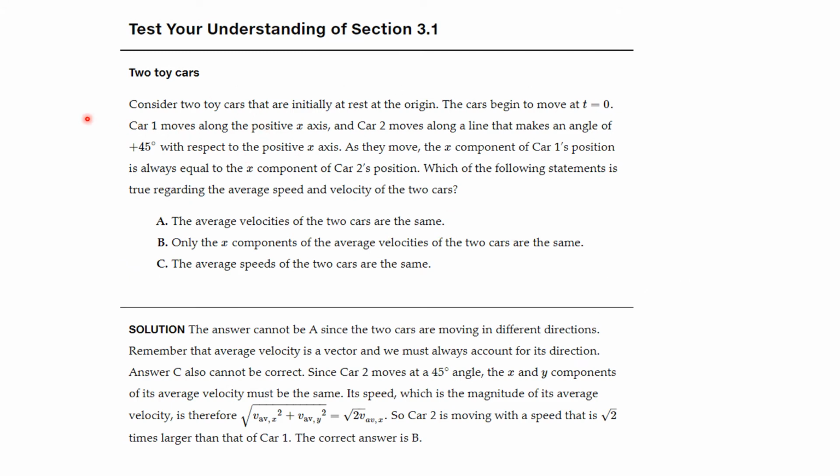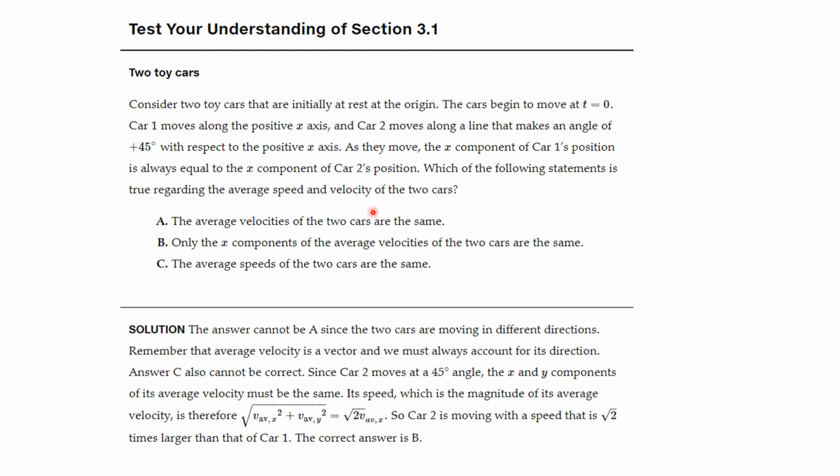Here's kind of a concept problem. We'd probably poll on this if we were doing this in class. So consider two toy cars that are initially at rest at the origin. The cars begin to move at time t equals 0, and car 1 moves along the positive x-axis, and car 2 moves along a line that makes an angle of 45 degrees with respect to the positive x-axis. As they move, the x component of car 1's position is always equal to the x component of car 2's position.